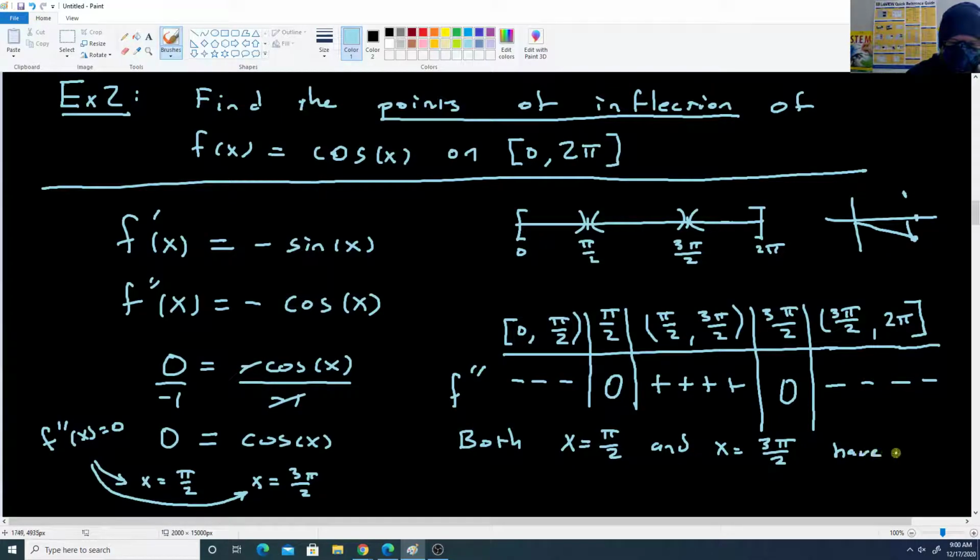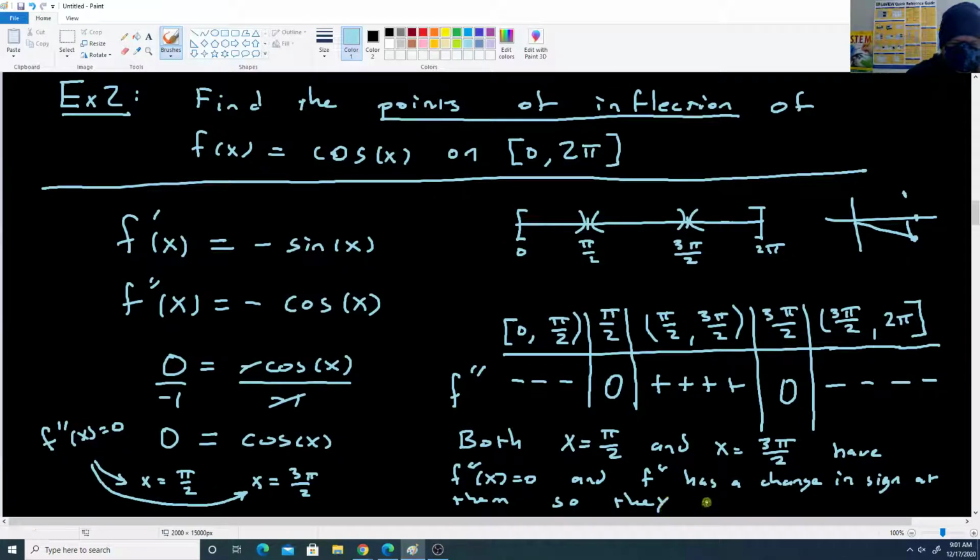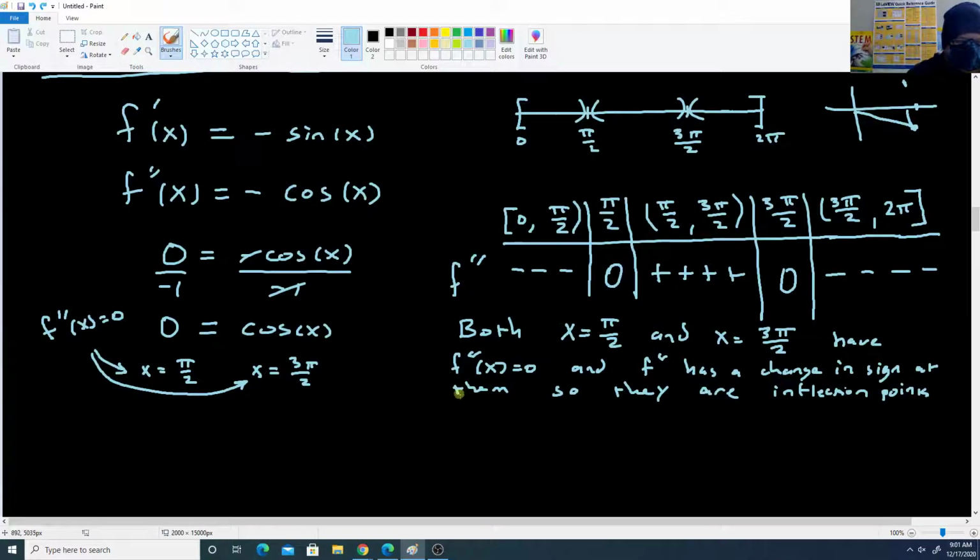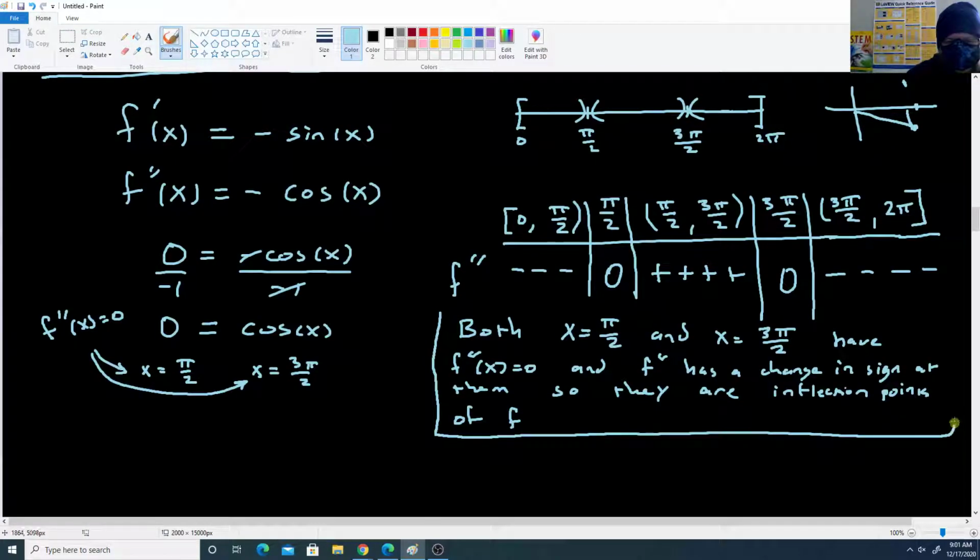have second derivative 0 and the second derivative changes sign at them. So they are inflection points. Inflection points, or we should say, of what function? These are inflection points of the function f, because that's the function whose second derivative we were looking at.